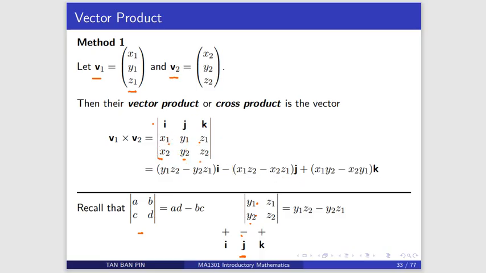After that, to work out the k component, you cover the k column. Then you take x1 times y2 minus x2 times y1. So that's how you work out V1 cross V2 using the determinant method. And remember, the j component needs a minus sign.